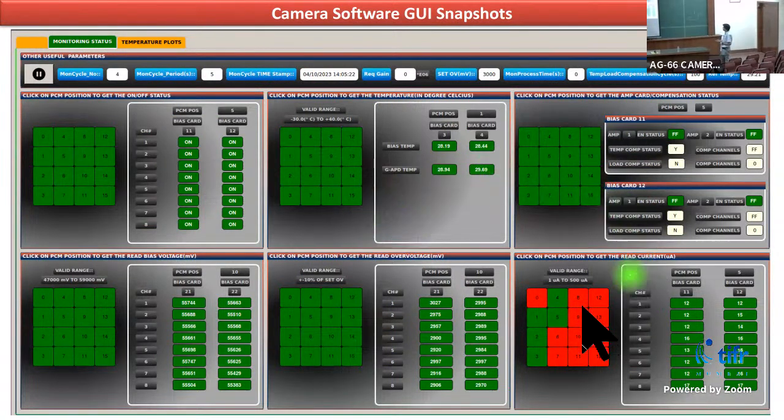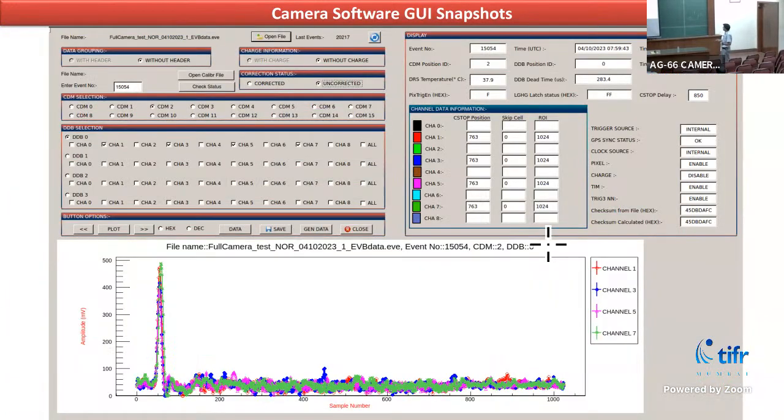Here we display parameters related to the bias supply system of the camera. This is a program developed for offline analysis of the data taken. This is one of the digitized pulses, where a 1024 nanosecond region of interest is taken for this pulse, and it displays all the event information which we record in the camera.